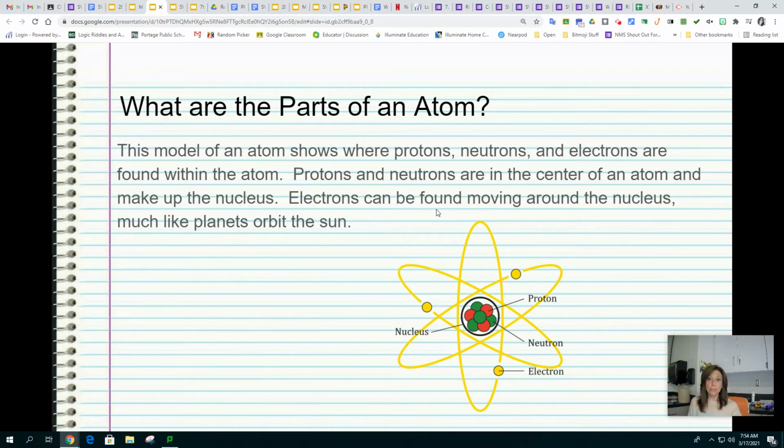Electrons, which are the 3rd part of an atom, can be found on the outside of the atom moving around the nucleus. The nucleus means the center. So the nucleus holds the protons and the neutrons and is in the middle of the atom. An electron will circle around the nucleus pretty quickly. They actually move very fast around the nucleus, much like how planets orbit the sun.